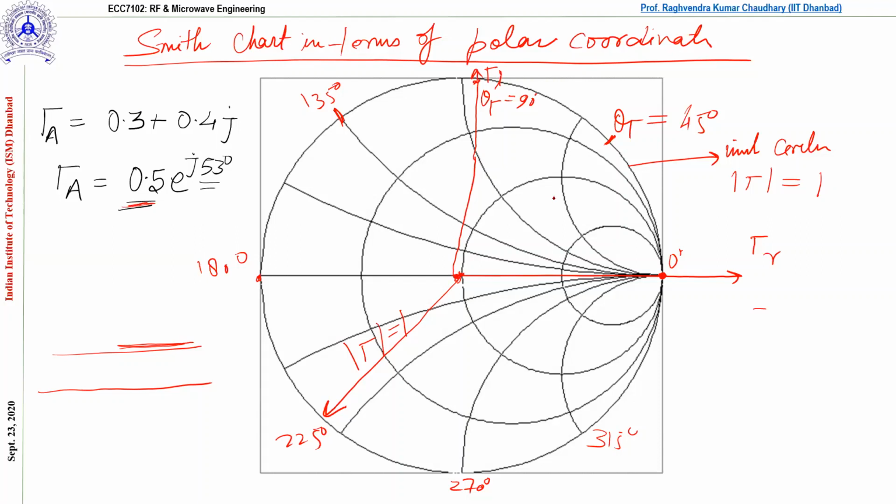But before that, you need to find the 53 degrees. So 53 degrees must be somewhere here, correct? If you mark like this, this point is providing you the magnitude, which is definitely 0.5, and this angle will be 53 degrees, correct?